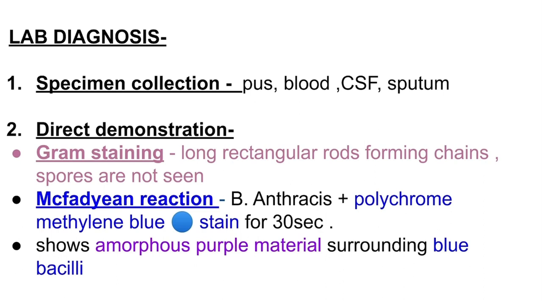In McFadden's reaction, Bacillus anthracis is stained with polychrome methylene blue for 30 seconds. Amorphous purple material surrounded by blue bacilli is observed. Remember this way: Bacillus anthracis, when it is stained with blue stain, it becomes blue, right? So remember this word, blue bacilli. Now it surrounds the amorphous purple material. This is the McFadden's reaction and it is important.